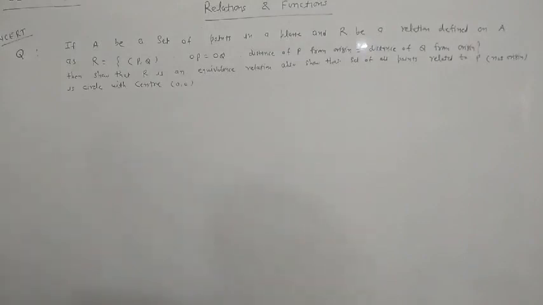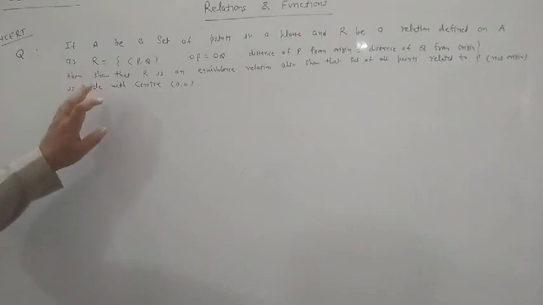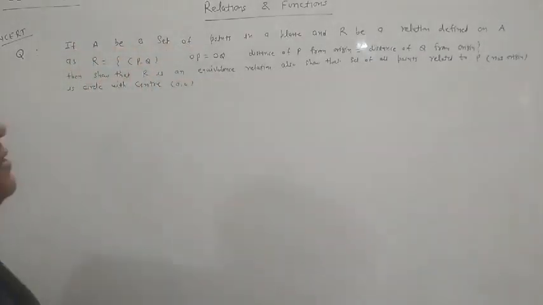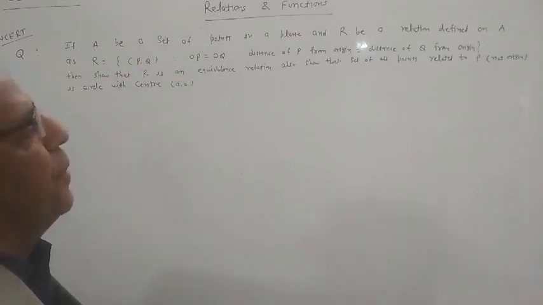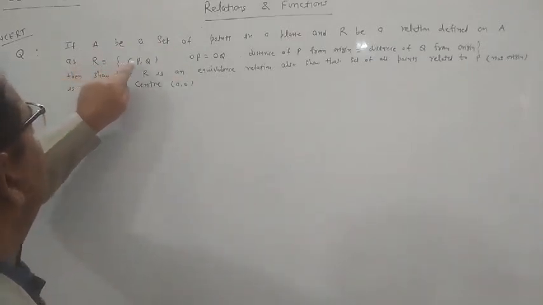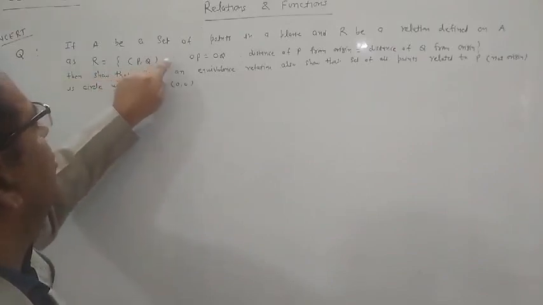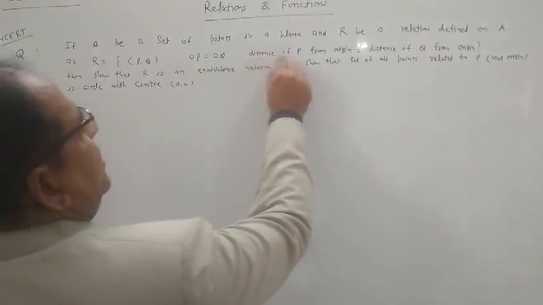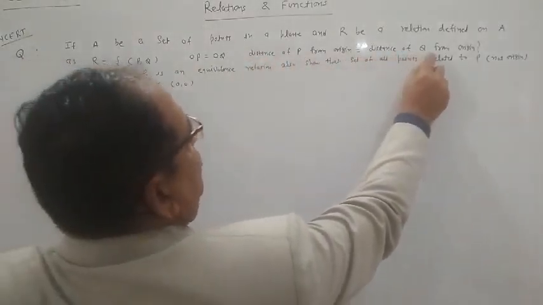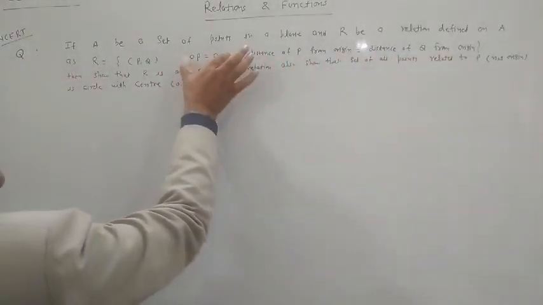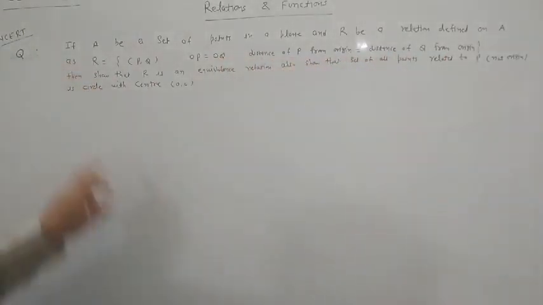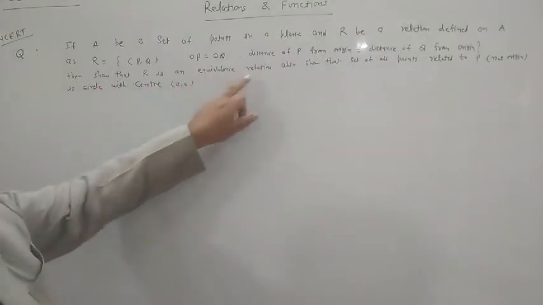Hello students, now I am taking one more problem based on equivalence relation. The problem is: if A is a set of points in a plane and R is a relation defined on set A, R equal to the ordered pairs (P, Q) such that OP equal to OQ. This means the distance of P from the origin is equal to the distance of Q from the origin. Then show that R is an equivalence relation.